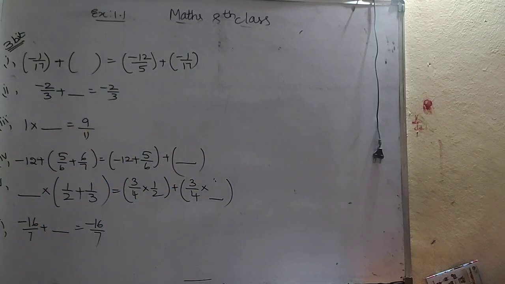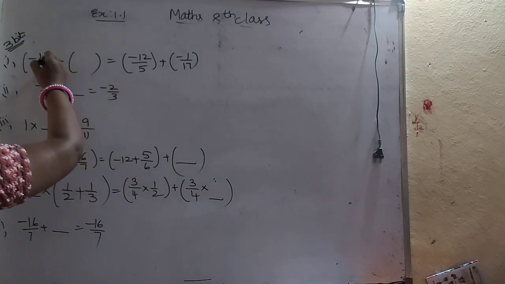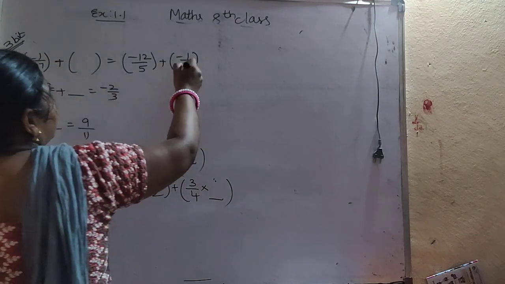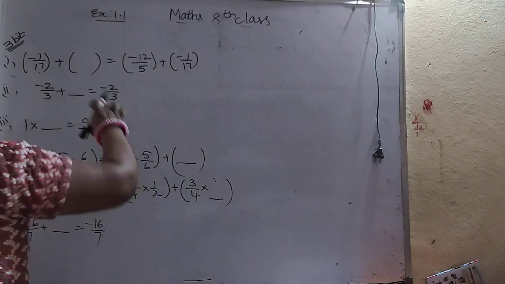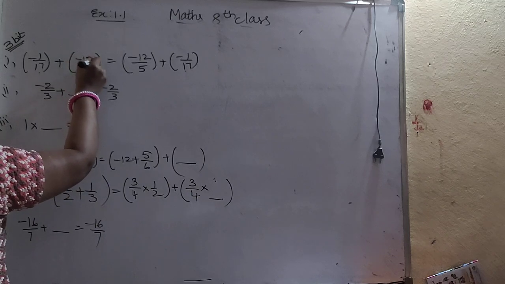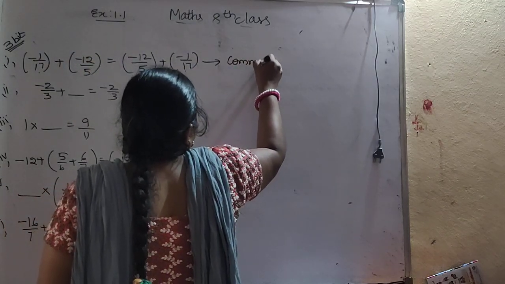So see here, minus 1 by 17 plus dash is equals to minus 12 by 5 plus minus 1 by 17. Here also you are seeing minus 1 by 17, here also minus 1 by 17. So the result will be minus 12 by 5 because they are using the commutative property.